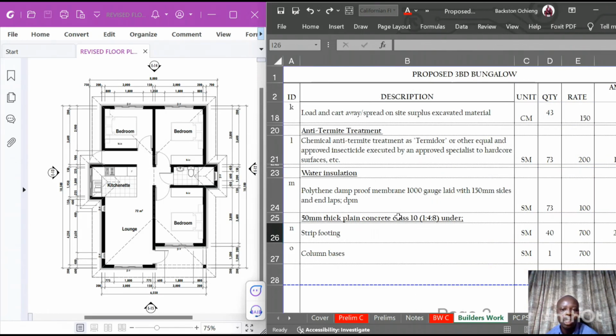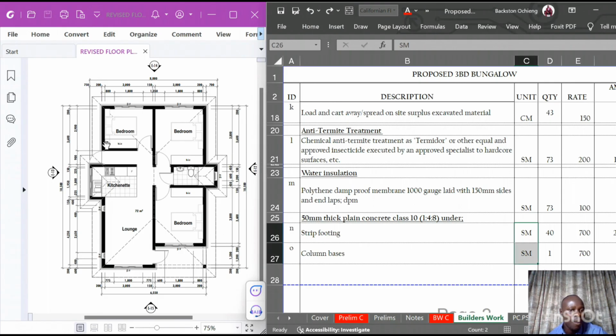We're going to look at plain concrete, that is the blinding. Depending on the instruction that you have, for instance, here we have 50 millimeters thick plain concrete of class 10. The mix for that in this case is 1 to 4 to 8 in the strip footing and in column bases. So these ones are measured in square meters, as you noted here.